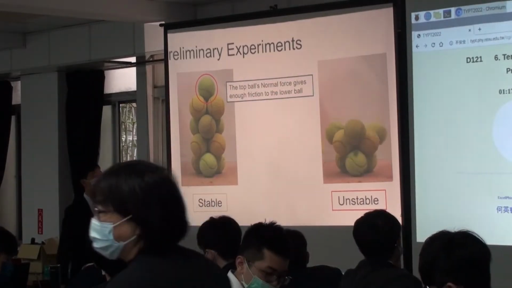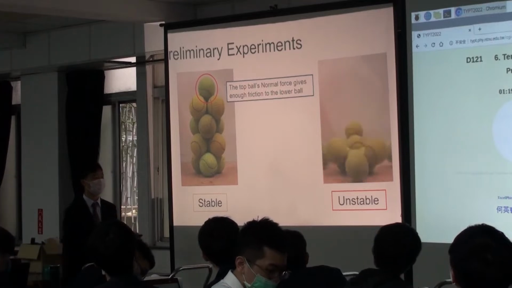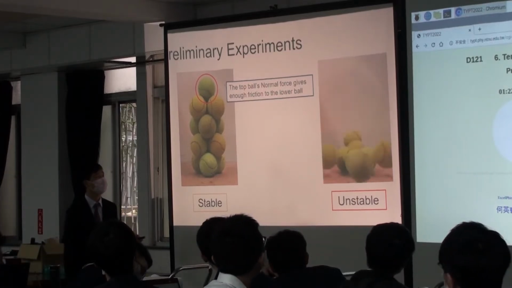because the topmost normal force did not give enough friction to the lower pole, so it will cause an unstable situation.